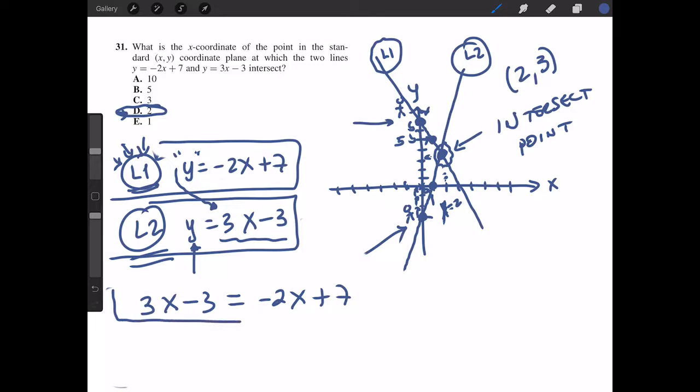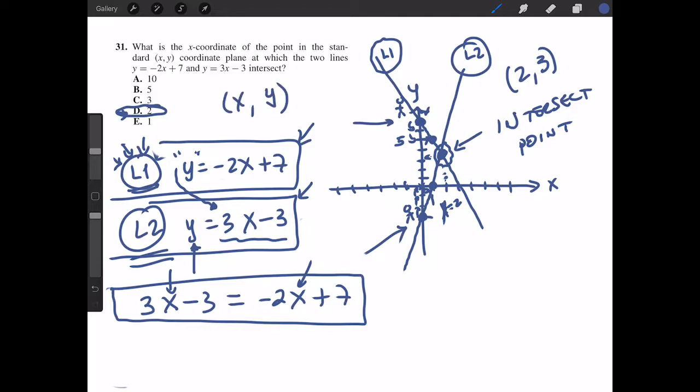Why am I doing this? Because notice that now I have one equation with a single variable. And why am I allowed to do this? Because I'm trying to find the point of intersection. In other words, the point where both line 1 and line 2 have the same solution pair, which is the same for the same input value x, you get the exact same output value y. So you are allowed to say that 3x minus 3 is equal to y from the second equation, so replace the y from equation 1 with 3x minus 3.